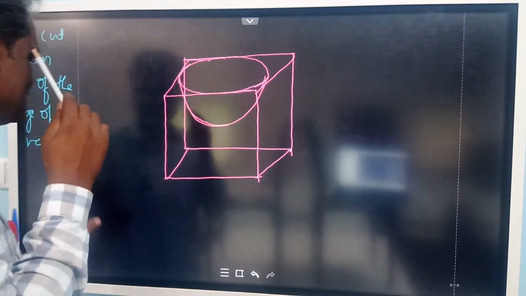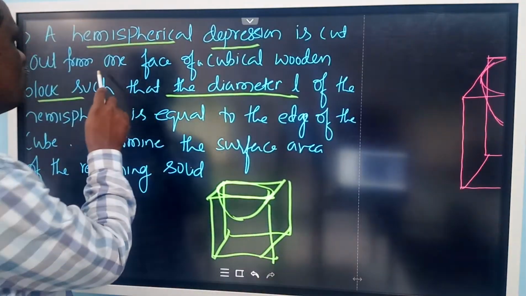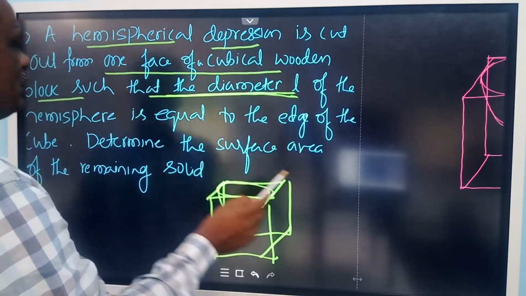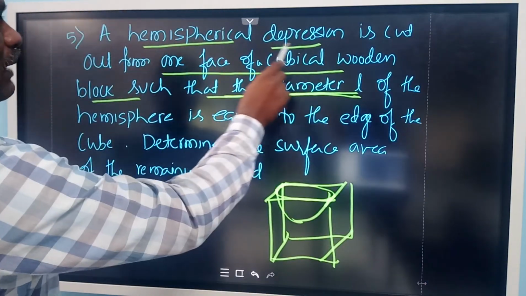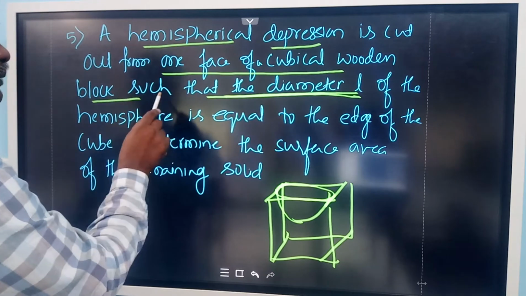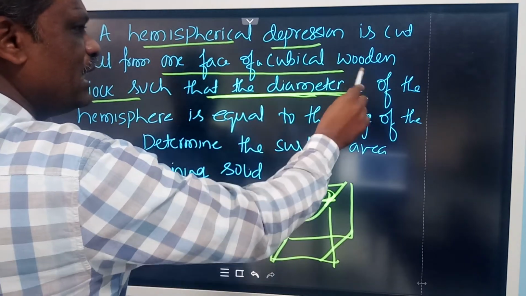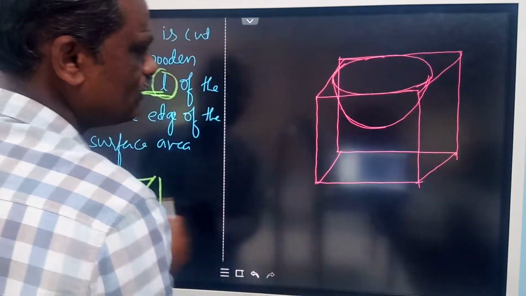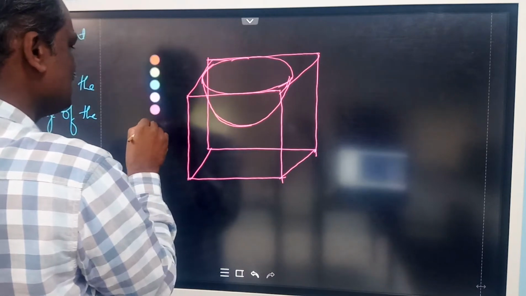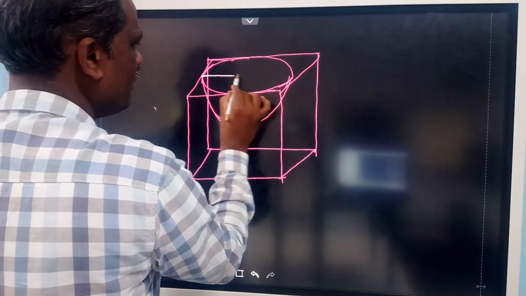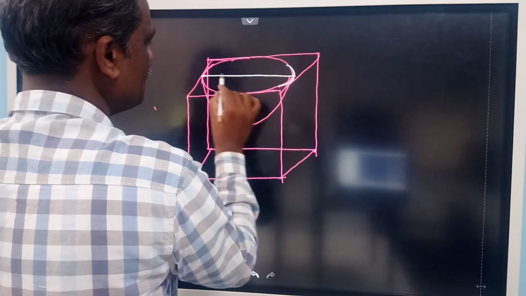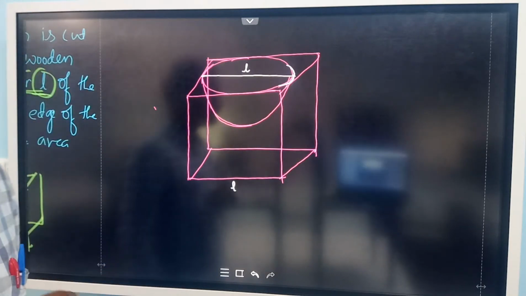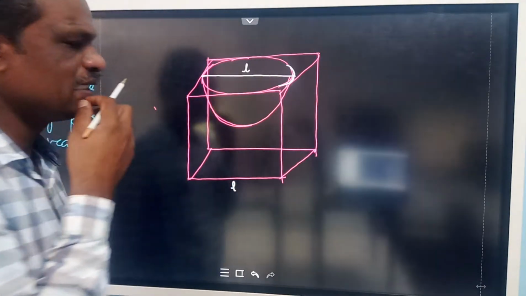Now what is this diameter here? You can view this one face of the cubical wooden block such that the diameter L of the hemisphere is equal to the edge of the cube. So diameter and edge are equal. Suppose I join this, look at this portion, the diameter. This diameter is equal to L and the edge also will be equal to L. So the diameter and this edge both are the same.